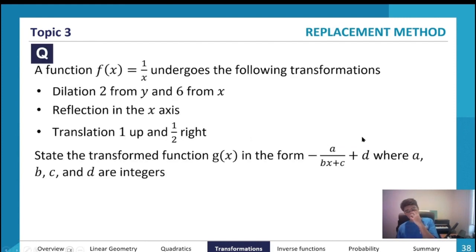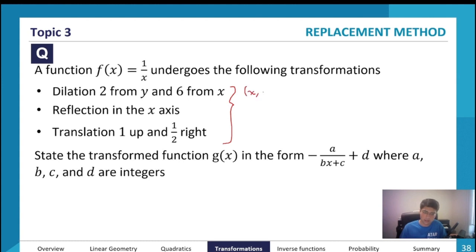Okay, so we've got an opportunity here to practice the coordinate method a little bit. Say we have a graph, y equals 1 over x. And we have this set of transformations. We then need to state the transformed function g of x. So what we're going to do is, first of all, condense all of these steps down into the notation that we discussed earlier.